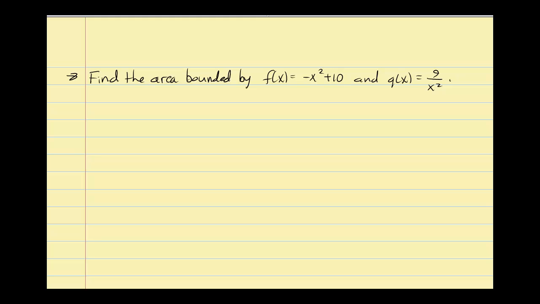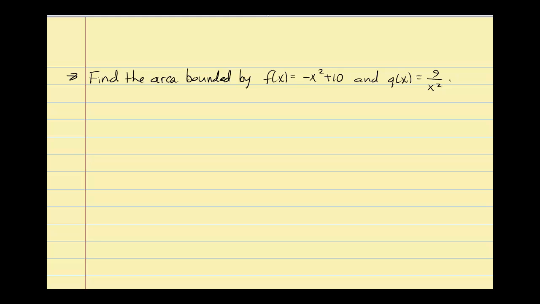Okay, in our next example, we're going to be looking at some graphs that are a little bit more complicated than just plain old parabolas and straight lines. So here we're looking to find the area bounded by f of x equals negative x squared plus 10 and g of x equals 9 over x squared.